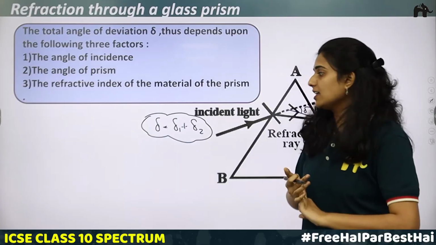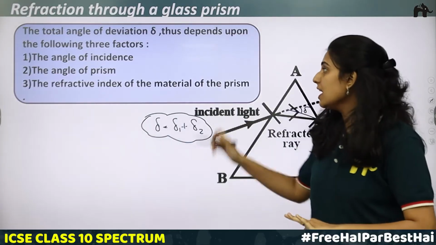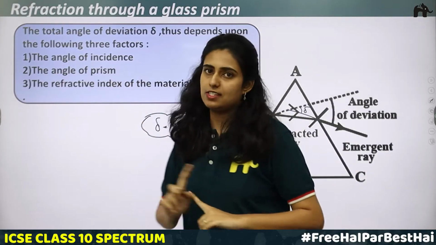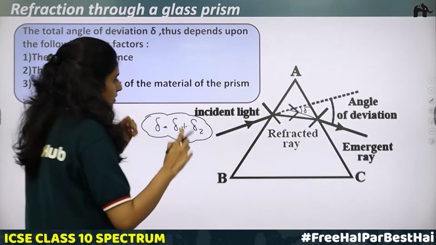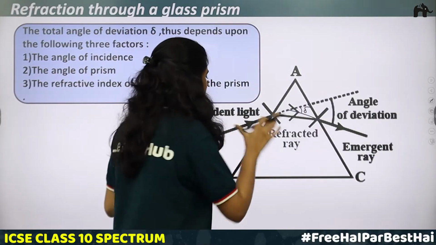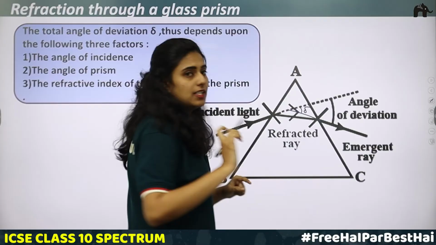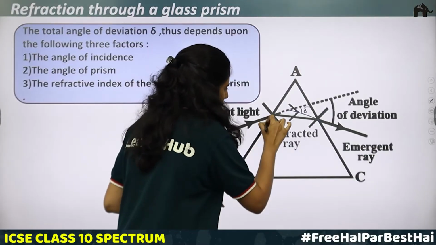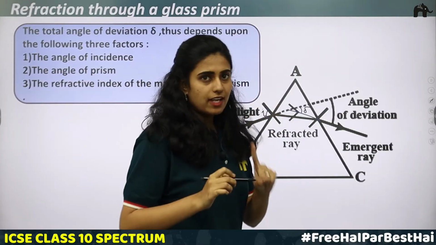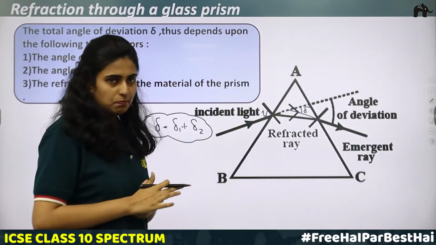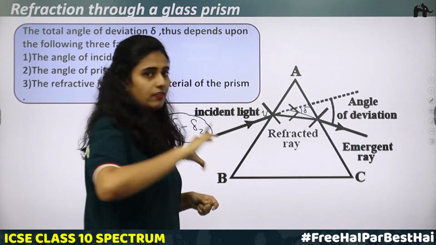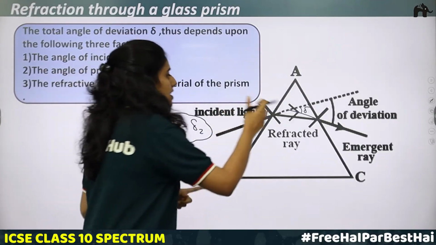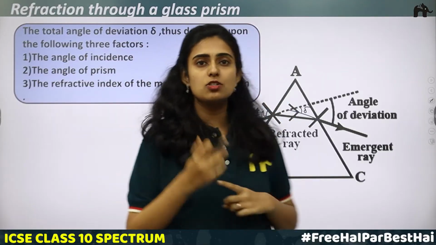Now there are three factors on which the angle of deviation depends. The first one is the angle of incidence. So here we have the angle of incidence. The angle between the incident ray and the normal is called the angle of incidence. So one factor on which the angle of deviation depends is the angle of incidence. When the angle of incidence changes, there are chances for the angle of deviation to also change.